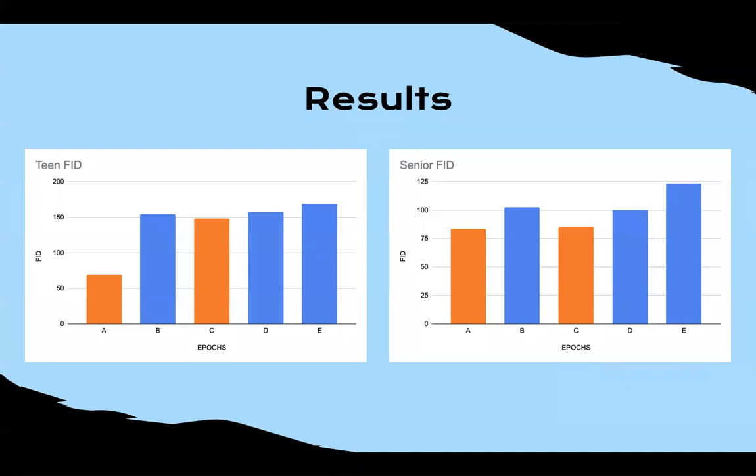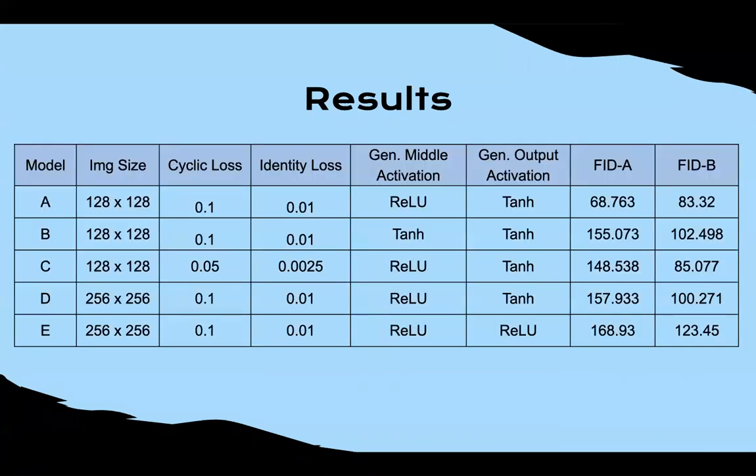Here are the results represented as a bar chart, and we highlighted in orange the two most successful models that we had, which were Model A and Model C, which you can see both had ReLU as their middle activation functions, TANH as their output activation functions, both for the generator. However, they only varied from one another in the cyclic loss and the identity loss, and they also had the same image size.